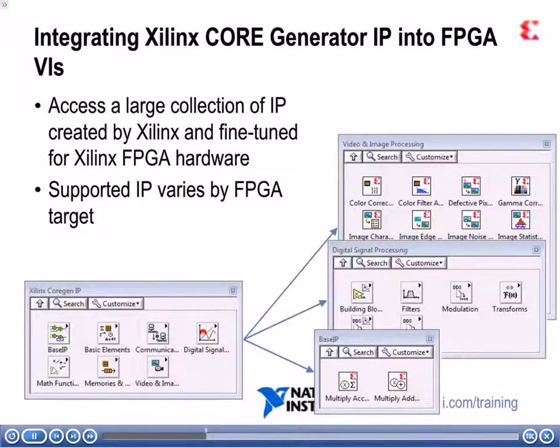So if you open up your FPGA VI for a particular target, and you go to the block diagram, if your target supports it, you'll see a functions palette for Xilinx Coregen IP. And then from there, you can browse it and look at the different algorithms that are available.